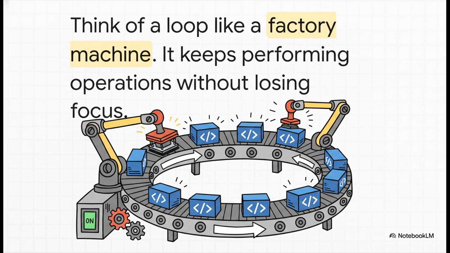He says to think of a loop like a giant factory machine. Once you switch this factory machine on, it never gets tired. It never loses focus, never takes a coffee break. It just simply follows your exact instructions, repeating the process over and over until the work is 100% done. And that is exactly how a loop operates in your code.